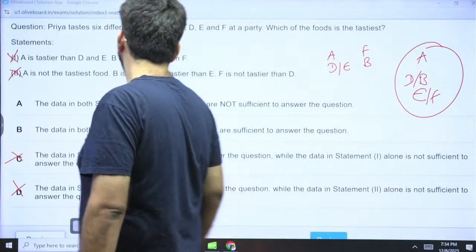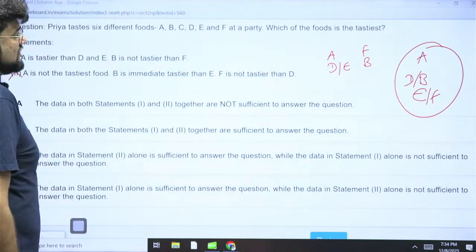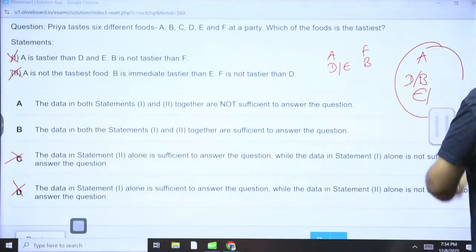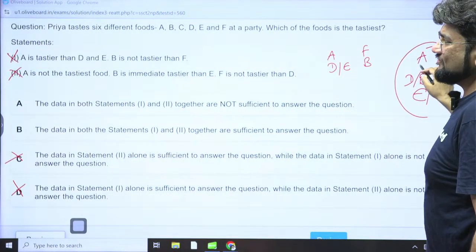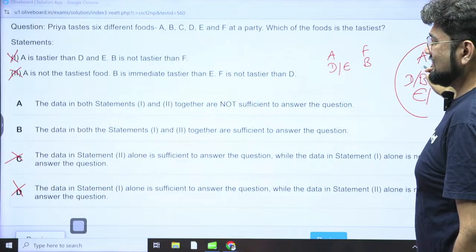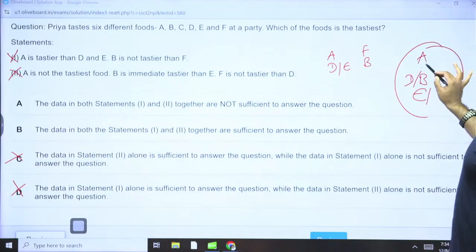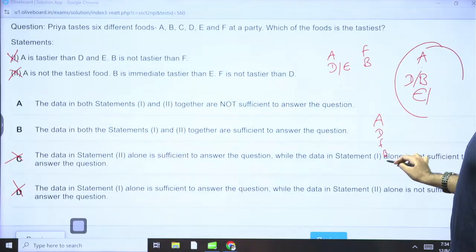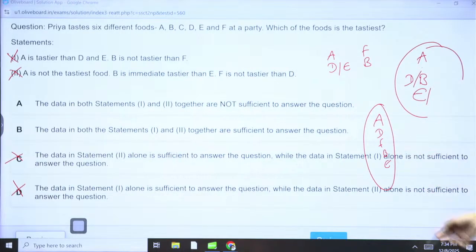Yeah? B is not tastier than F. No, okay, B is not tastier than F. That means F is definitely above this. And F is not tastier than D. So it has to be A, D, F, B, E. That's how it is working, I believe. This should be the arrangement.